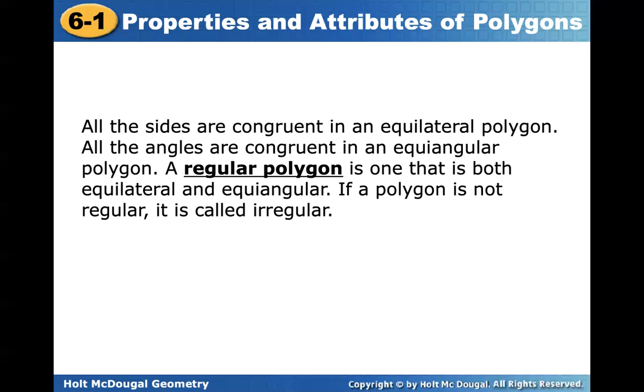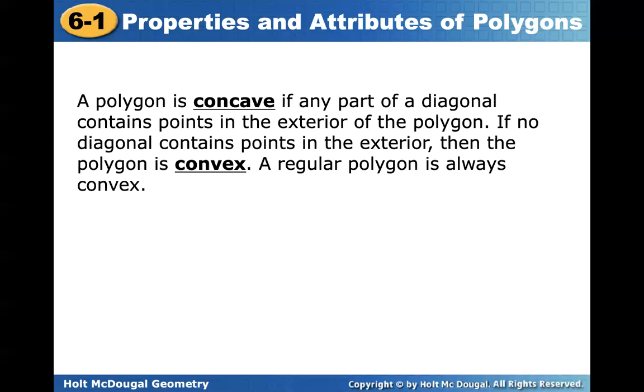It also has equiangular. So a regular polygon has congruent sides and congruent angles inside of it. So the angles that are in the triangle are all congruent as well. If a polygon is not regular, it's called irregular. So a regular polygon is both equilateral and equiangular. So you'll hear the word regular used a lot.